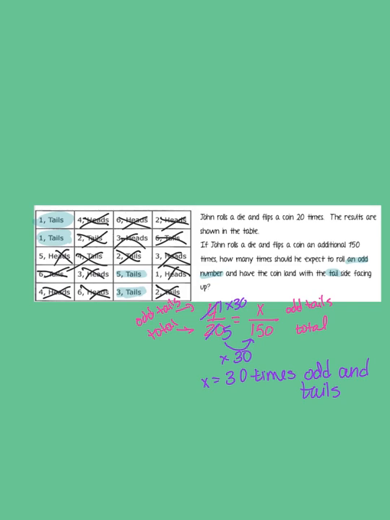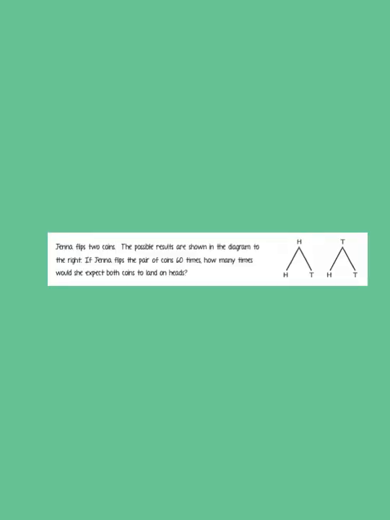All right, let's see some more. Jenna flips 2 coins. The possible results are shown in the diagram to the right. If Jenna flips the pair of coins 60 times, how many times would she expect both coins to land on heads? So knowing this, look at that tree diagram. I know you love those. I can get heads with heads, heads with tails, tails with heads, tails with tails. So I want to know how many times she would expect to land on heads, both of them on heads.